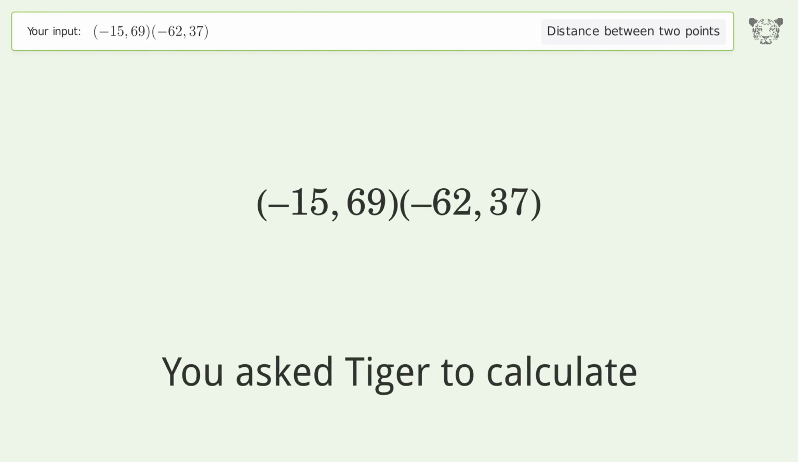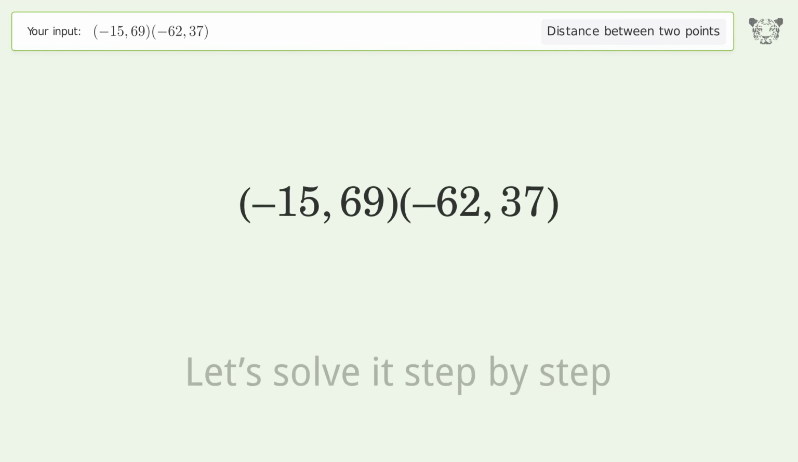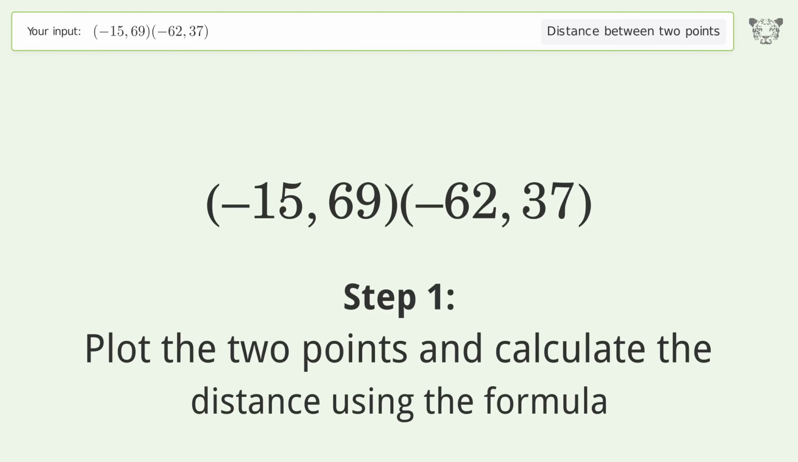You ask Tiger to calculate. This deals with the distance between 2 points. The distance between the 2 points is the square root of 3,233, or 56.859. Let's solve it step by step. Plot the 2 points and calculate the distance using the formula.